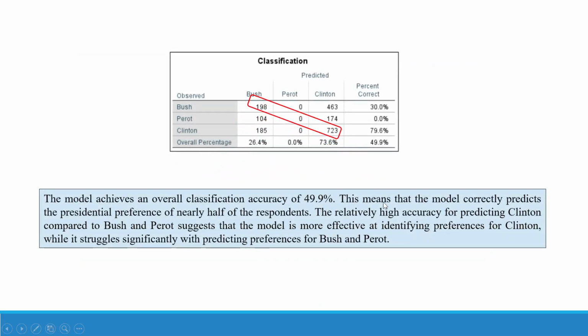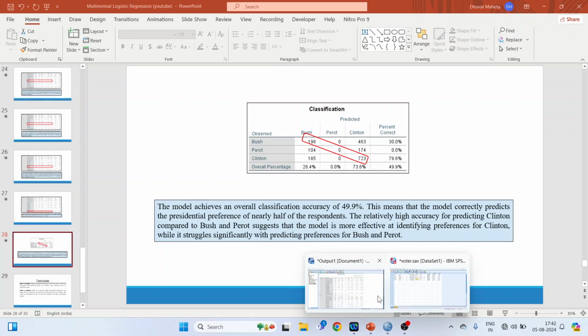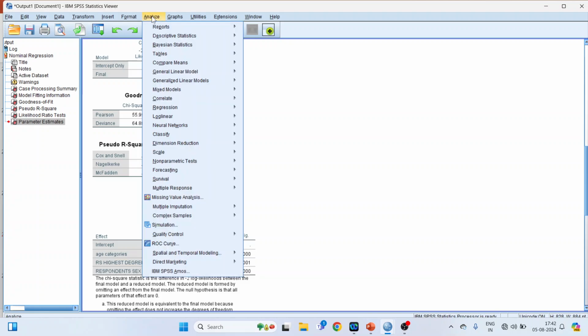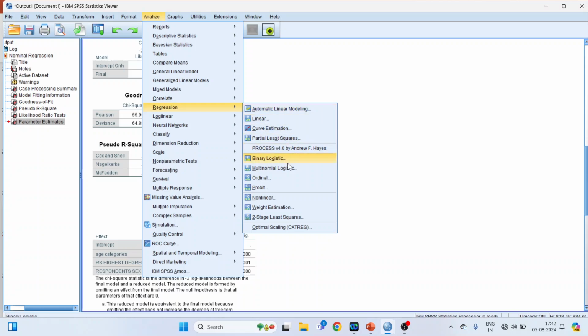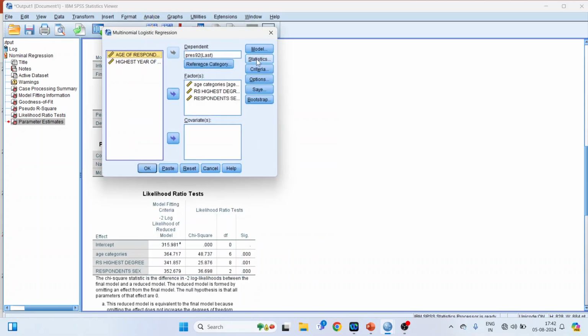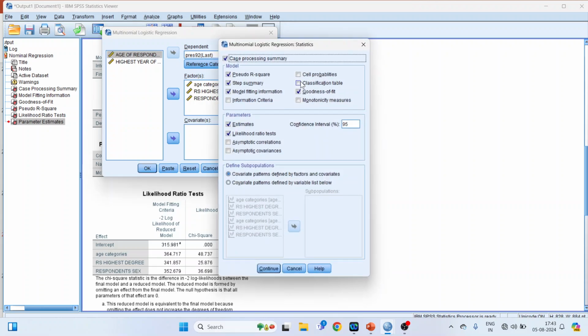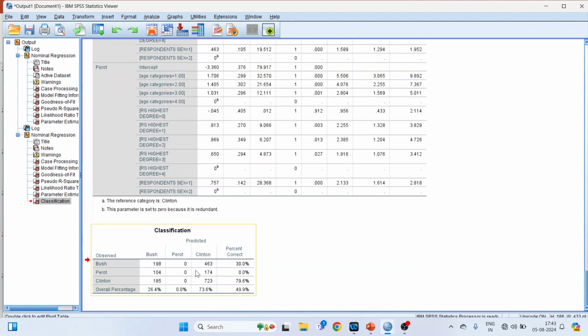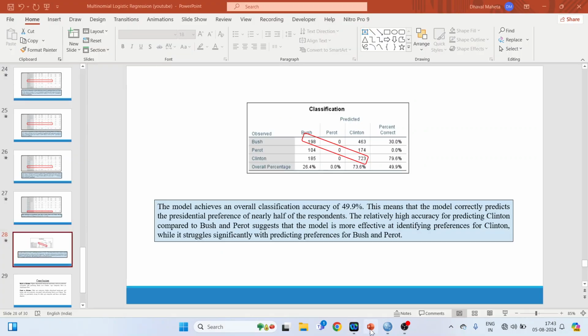Classification. This is available here, classification table. So I will go in analyze and regression. I want the classification table, so that is possible. Let me check. Click on statistics, activate the classification table, continue, click OK. This is the classification table. Now let's write the interpretation.